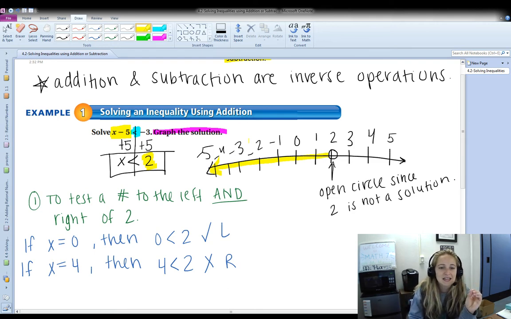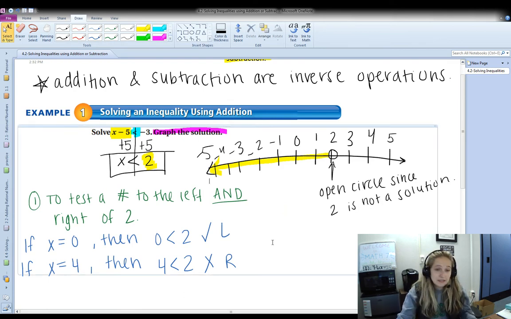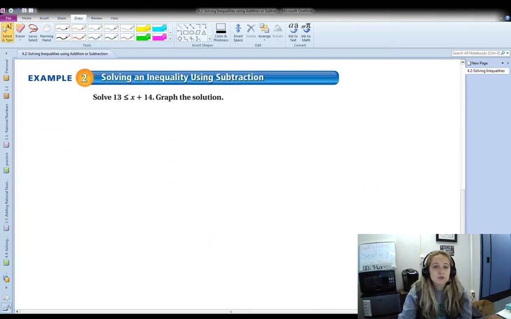All right, and that is our solution. We have x is less than 2 boxed in, and then I also have my clear graph shown like this. This is the type of work I will expect to see on all of the big ideas problems for 4.2. So make sure you have this down in your notebook and you're ready to show work exactly like this on your big ideas assignment. Okay, let's go to example 2. Solving an inequality using subtraction. Same thing as chapter 3.